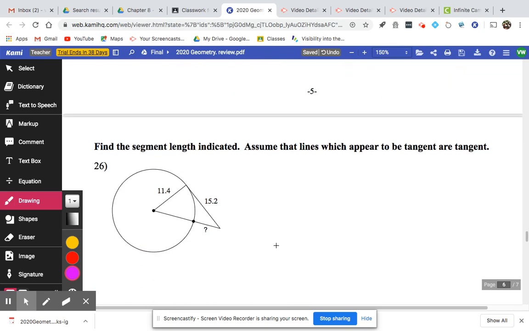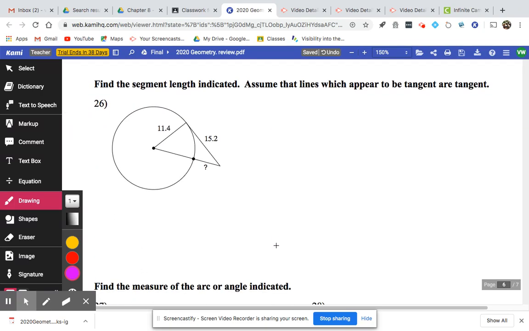Number 26. Here we go. Find the segment length indicated. Assume that lines which appear to be tangent are tangent. Now, this one is a little bit tricky, I'm not going to lie. But it's all about putting the pieces together. I want to use this piece of info first. Assume that the lines which appear tangent are tangent. So that means that this guy is a right angle.